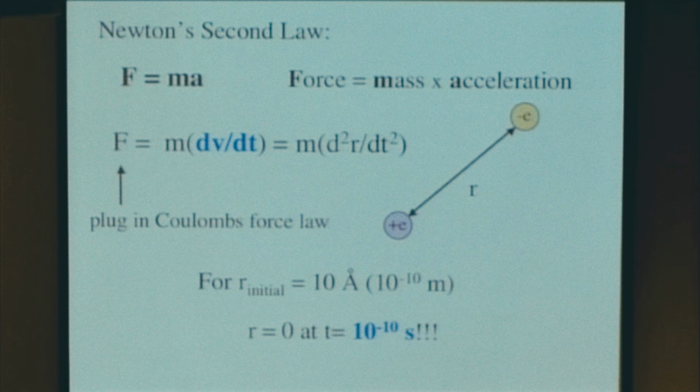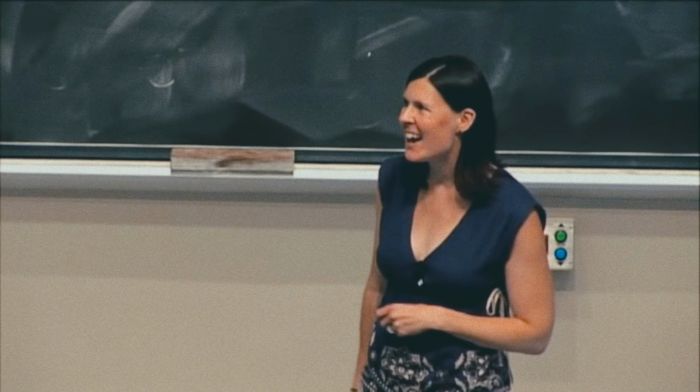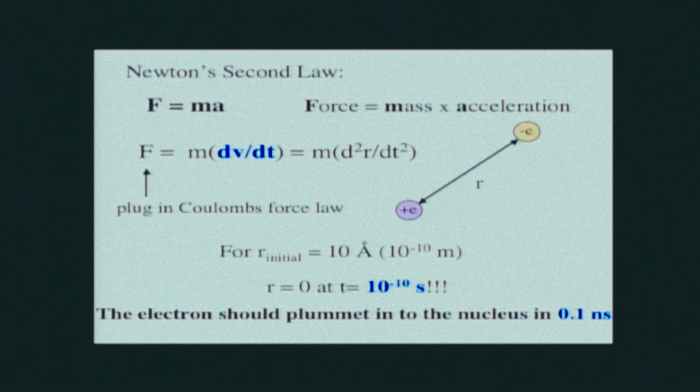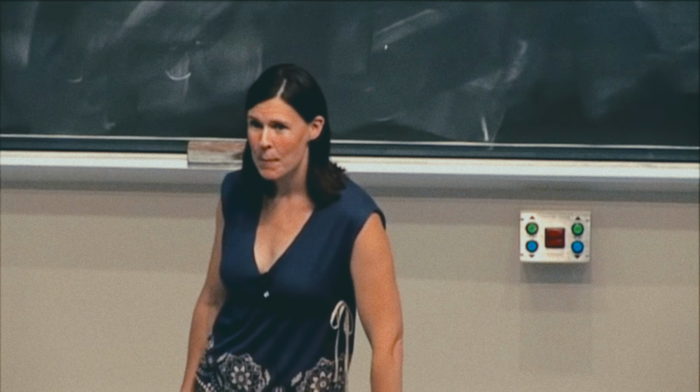So let's think qualitatively for a second about what the real meaning of that is. What that is telling us is that according to Newtonian mechanics and Coulomb's force law, the electron should actually plummet into the nucleus in 0.1 nanoseconds. So we have a little bit of a problem here.